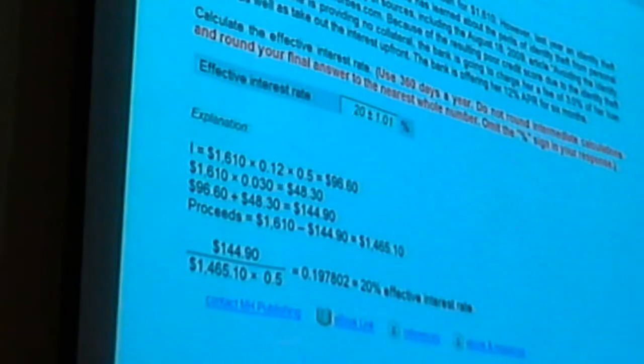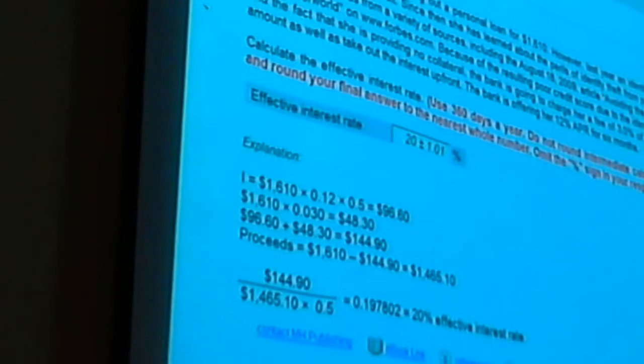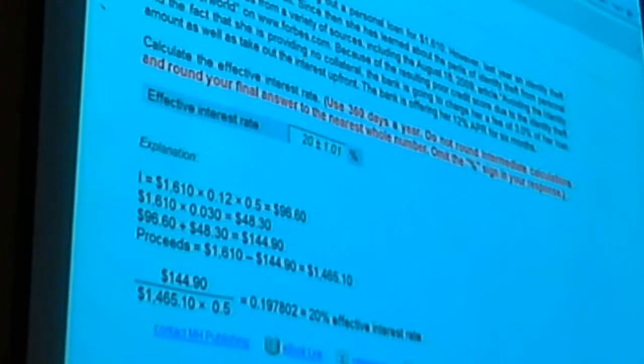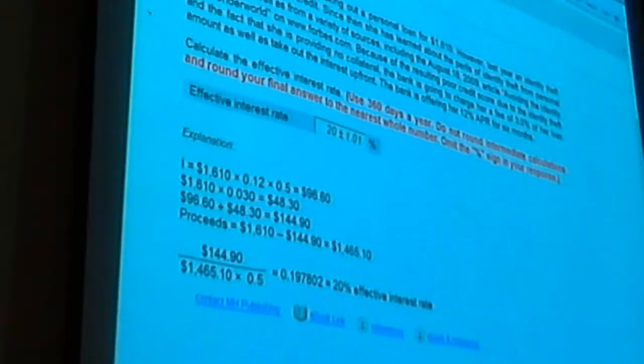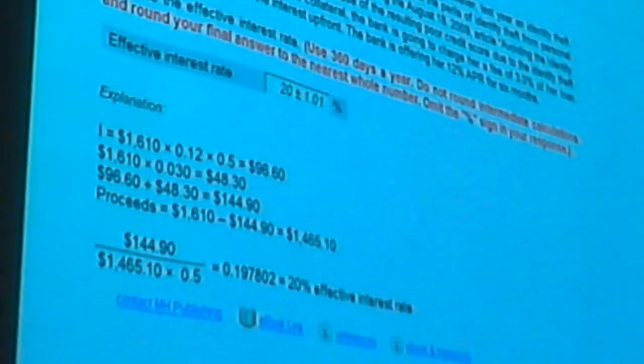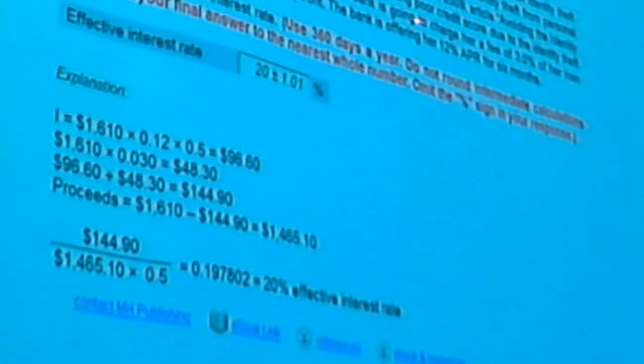I'm not going to read through all this again. Someone stole her identity, lowering her credit score. And because of that, the bank is going to charge her an additional fee, in addition to the interest, of 3%. So what you're going to do is calculate this fee and then add it to what? The interest. Okay? So think about that 3% fee as being part of the interest, as well as take out the interest up front.